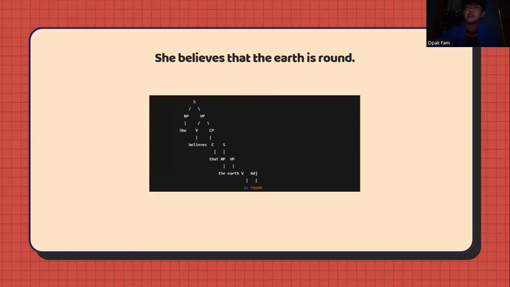Next one is she believes that the earth is round. This tree diagram shows a sentence with a complement clause. The sentence is divided into NP and VP. The verb phrase contains the verb believes and the CP, the complementizer that introduces a new sentence. Inside the complement clause, the earth is the subject and is round is the predicate.